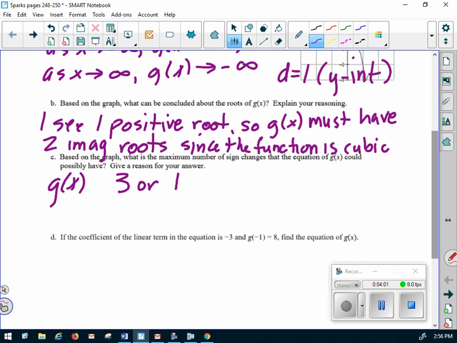So the maximum, okay, that's the maximum number of roots, which is 3, which means g of x could have had at most 3 sign changes. Okay? Since you just have 1 positive root, but the function is cubic, you could have had a maximum of 3 sign changes. That would allow you to have 3 or 1 positive roots, and you actually ended up having 1.